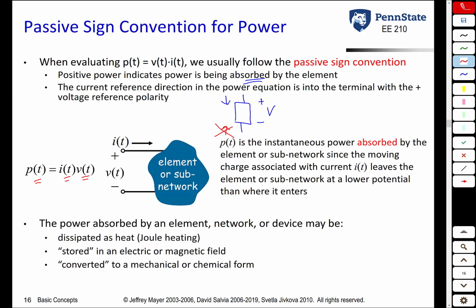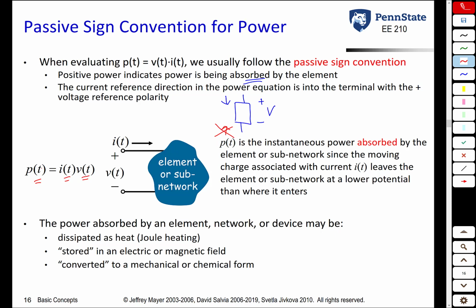It could be stored temporarily in an electric or magnetic field. For example, that's what happens with capacitors and inductors. They temporarily store this energy in either an electric field or a magnetic field. Or the power could be converted to either a chemical form or a mechanical form. For example, a motor converts the energy to a mechanical form. A speaker converts it to a mechanical form by vibrating. A chemical form when you're charging a battery.